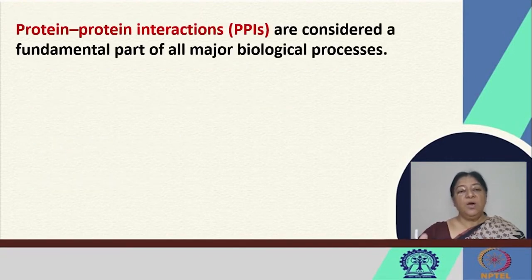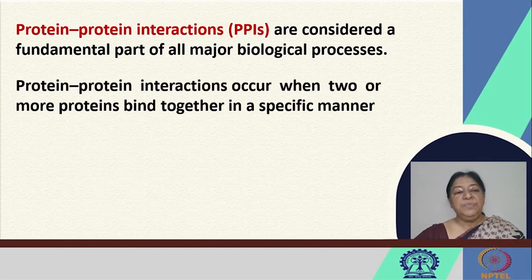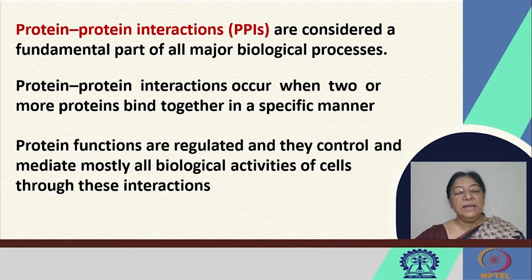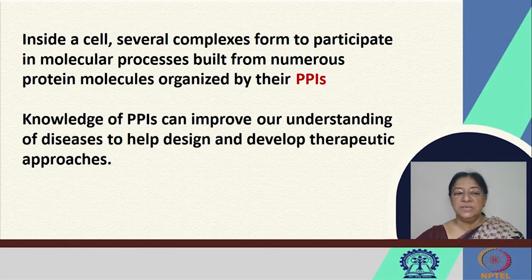In an understanding of what we mean by protein-protein interactions, commonly called PPIs, these are a fundamental part of all major biological processes, as we have seen in our lectures. They occur when two or more proteins bind together in a specific manner, and there are many functions that are regulated and mediated and even controlled by this complex formation. Almost all biological activities of cells occur through these interactions. Inside the cell, we have several complexes that are formed to participate in molecular processes, as we have seen, that are built up through these PPIs.